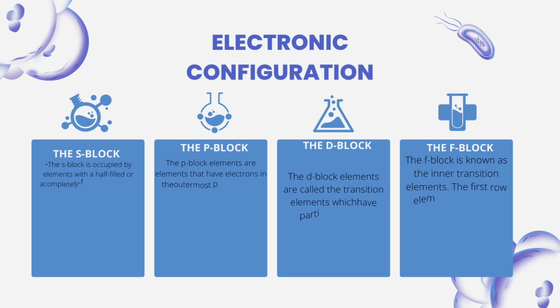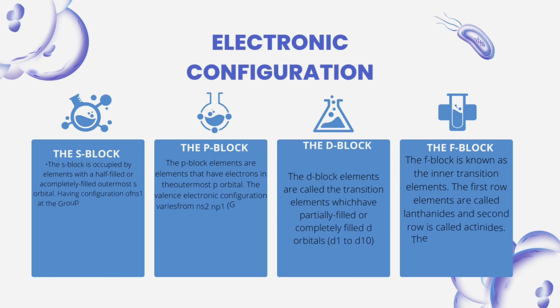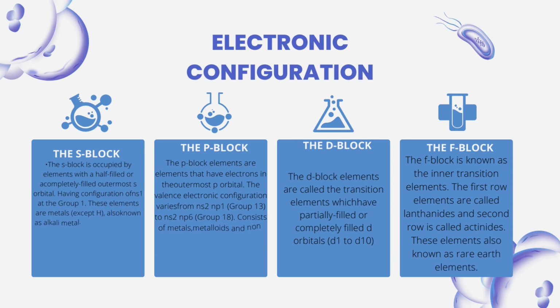Electronic configuration. Generally, the periodic table can be divided into four major regions which are called blocks: s block, p block, d block, and f block, based on their electronic configurations. First one, the s block.